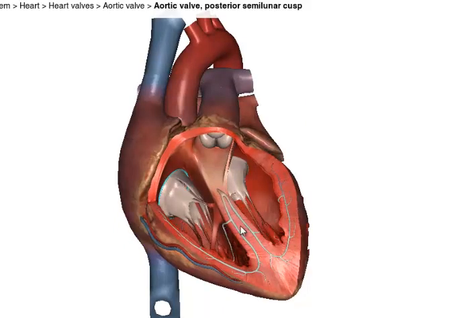Dividing the heart into right and left sides is the septum, and this prevents blood on the left from mixing with blood on the right.